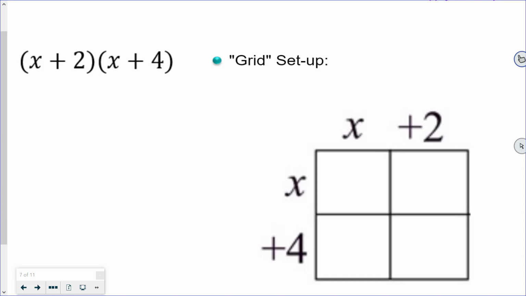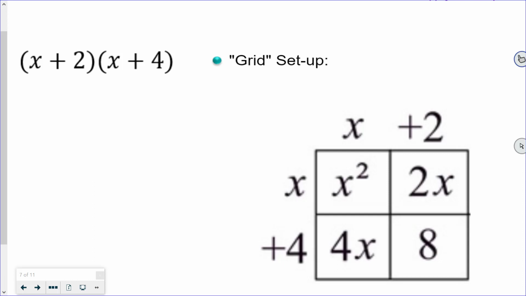So here we have x and x. So x times x is x squared. That would go inside the grid. Then we have x times positive 2, which is positive 2x. We have positive 4 times x, which is positive 4x. Then we have positive 4 times positive 2, which is positive 8. So the grid setup gets us the same 4 multiplications like the horizontal distributive setup.